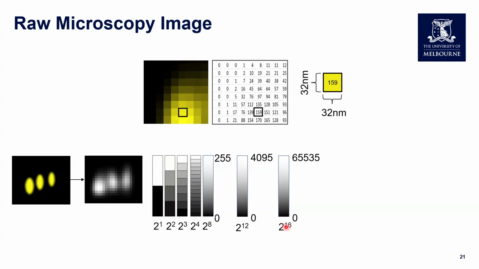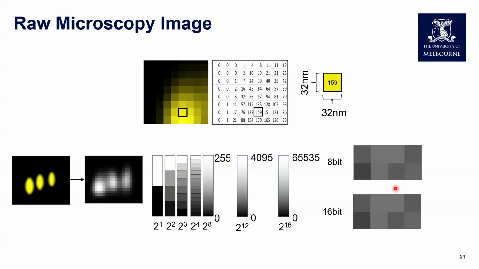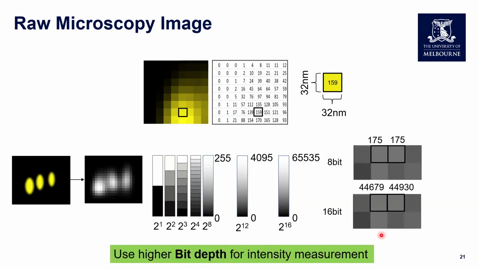And as we use higher bit depth, we can detect the difference of intensity much better. This example shows where the same analog signal was encoded in 8 bits and 16 bits. And to our eye, these 2 pixel intensities look pretty much the same. And it is indeed the case with the 8-bit image. But in the 16-bit image, the encoding can differentiate these subtle differences, which means that if you are planning to measure intensity, use higher bit depth than 8 bits if it's available on your acquisition system.